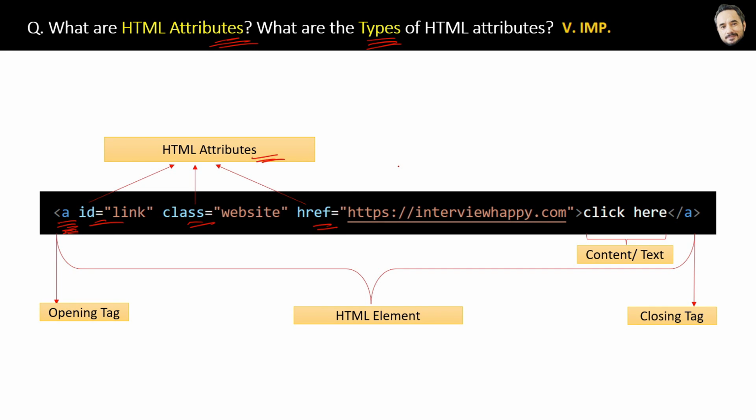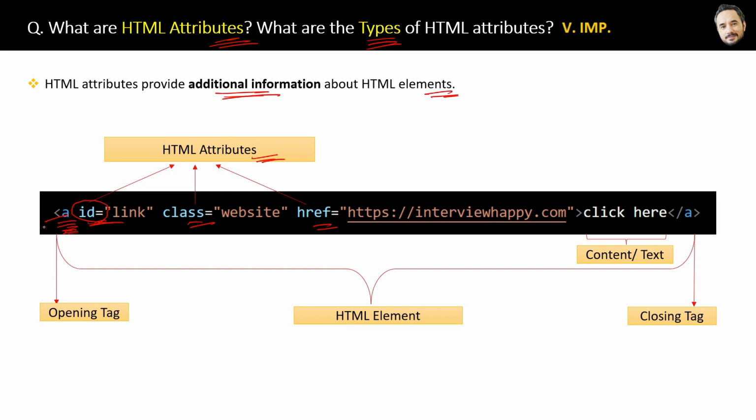So the definition is: HTML attributes provide additional information about HTML elements. Okay. For example, the ID attribute is giving information about the unique ID for this anchor tag. Class is telling the CSS class name, and href is telling the URL link which will be opened in the browser when you click on this hyperlink, right?